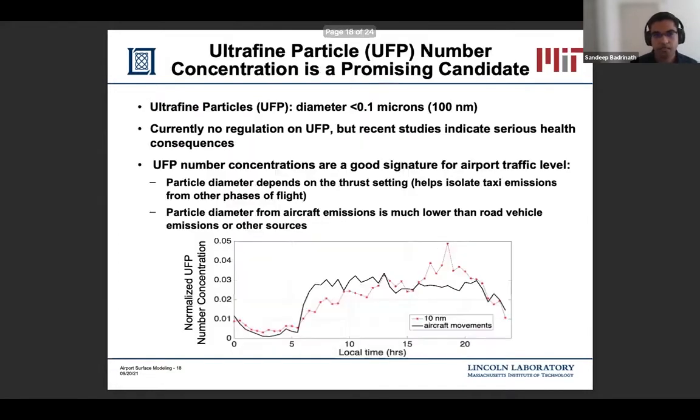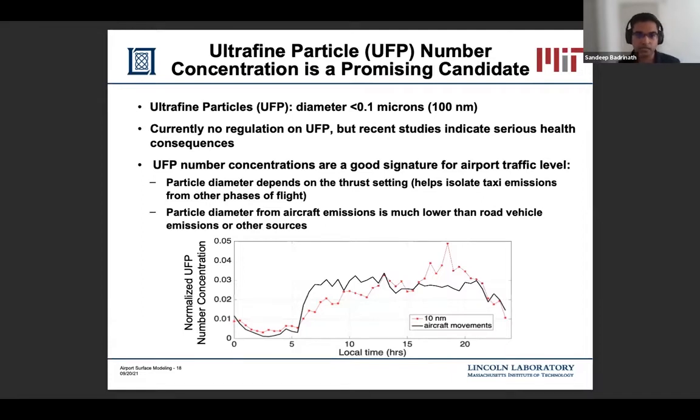So we looked at other pollutant concentration data and found that ultrafine particle number concentration is a promising candidate. Just a brief background on ultrafine particles. Ultrafine particles are particulate matter with a diameter less than 0.1 microns, or 100 nanometers. You would all have heard of PM2.5, which is particulate matter less than 2.5 microns. So ultrafine particles are much smaller than PM2.5.